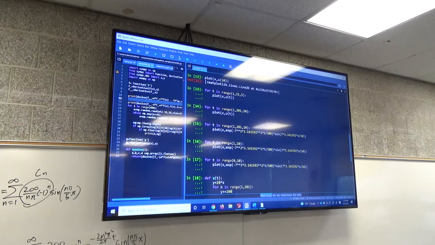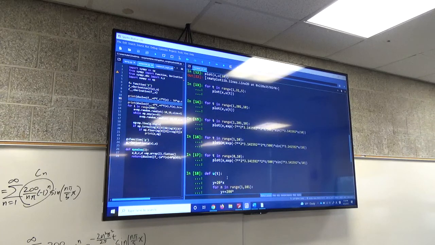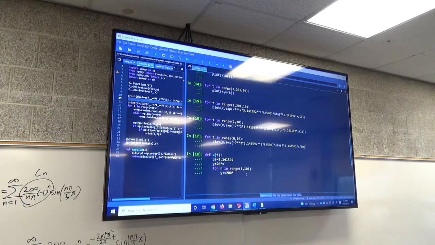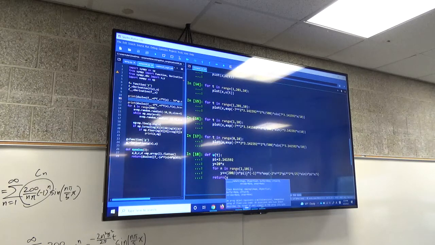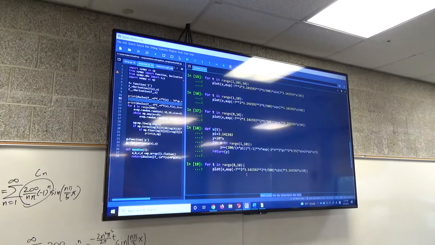And you're adding, what is it, 200 times, let me define pi, because I'm using that a lot. Pi is equal to 3.1415992. So we take 200 divided by n times pi, times -1 to the nth power, and then times the exponential function with -2 times n squared times pi squared times t divided by 25, times sine of n times pi times x divided by 5, right? And then we'll return y.